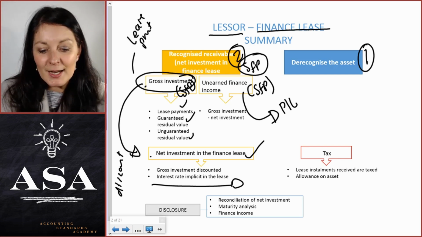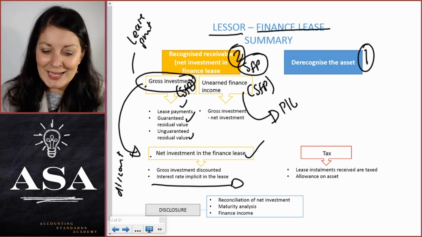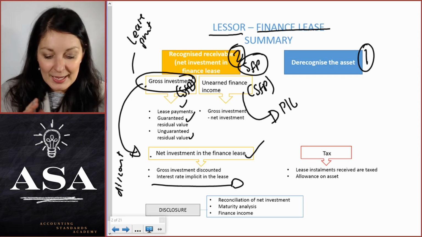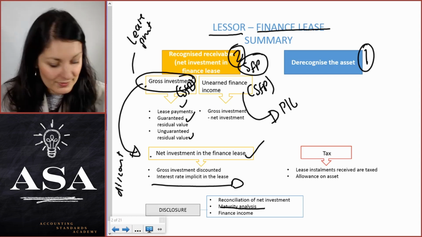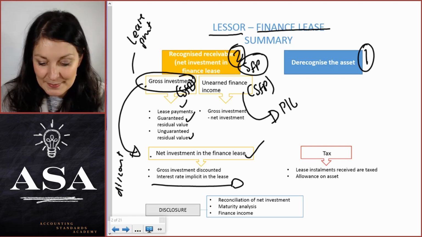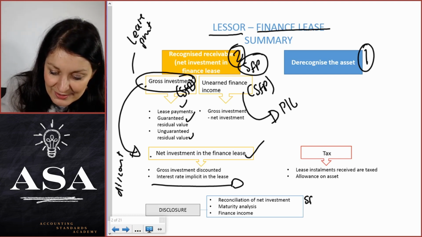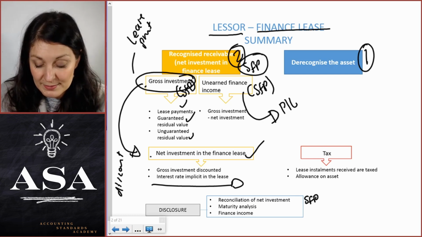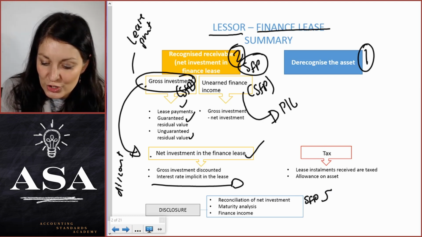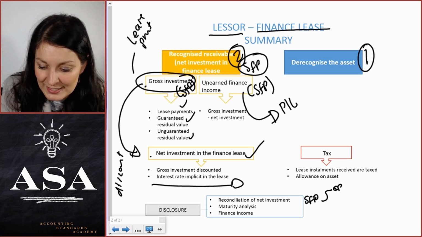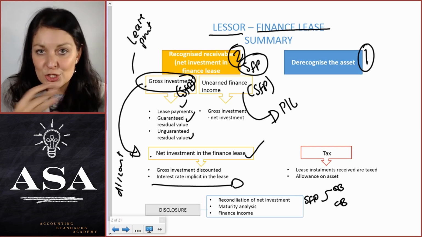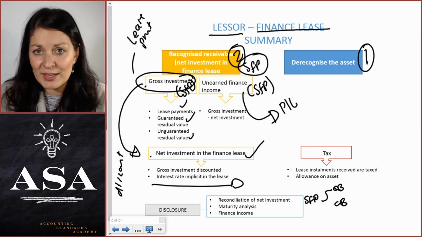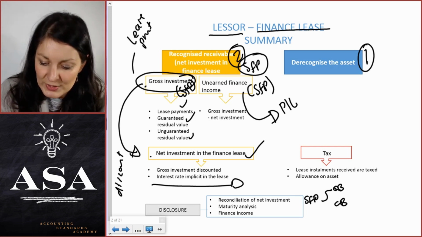Okay, so when it comes to disclosure, how do we disclose this? Okay, number one, we need to provide a reconciliation of the net investment in the finance lease. So you're going to have the net investment in your statement of financial position, and you need to show how you arrived at that amount. So you will reconcile the opening balance to the closing balance. So you need to show any new leases that you've brought in and all the capital repayments to reconcile to a closing balance.